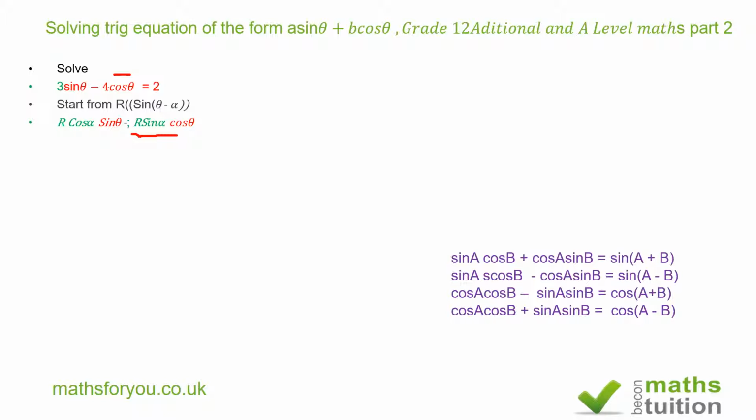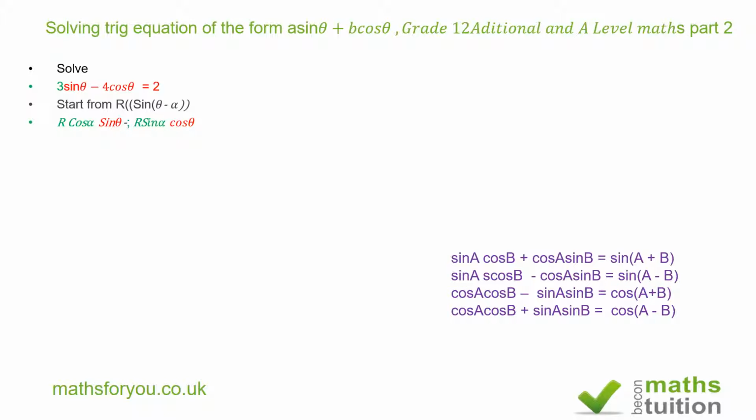So r sine alpha in this case will be the same as the sine B in the addition formula there. So B is not the same as alpha, but r sine alpha is the same as sine B. It doesn't matter, but all you need to know is which one of these to choose for r sine theta minus alpha in this case.